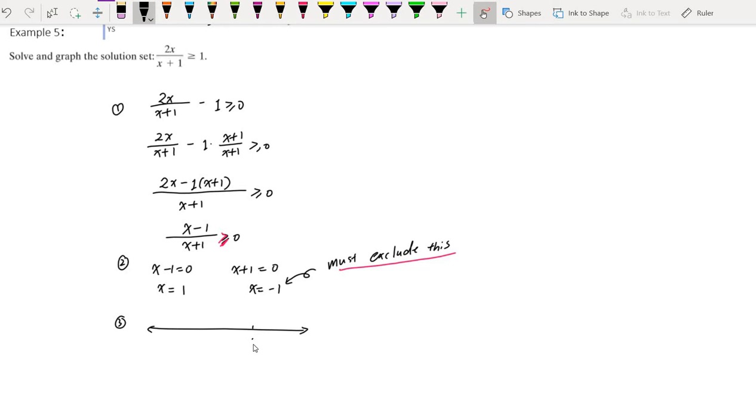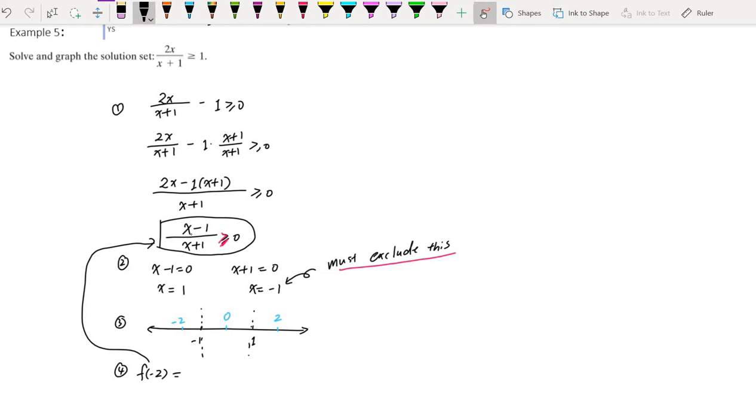We're going to have 1 right here and -1 right here. Then we're going to pick a couple of testing points. Let's use -2, let's use 0 here, then maybe we'll use a 2 right here. Then we're going to test each point. We have to remember when we're testing these points, we're going to bring it back here.